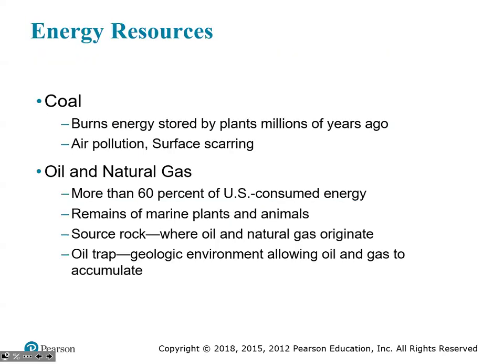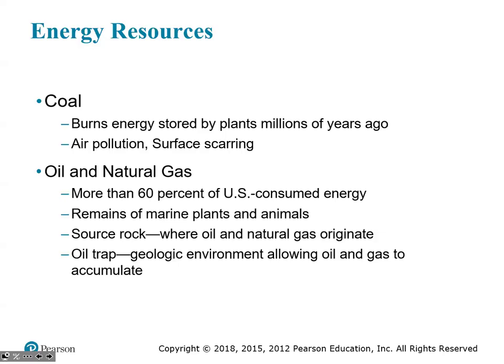Also, there are energy resources. Coal burns the energy that was stored by plants millions of years ago. The problem with coal is it causes surface scarring, air pollution, and global warming. Oil and natural gas generate more than 60% of US consumed energy. That might be a bit out of date. These are the remains of marine plants and animals. The source rock is where the oil and natural gas originate. And an oil trap is a geologic environment allowing oil and gas to accumulate.